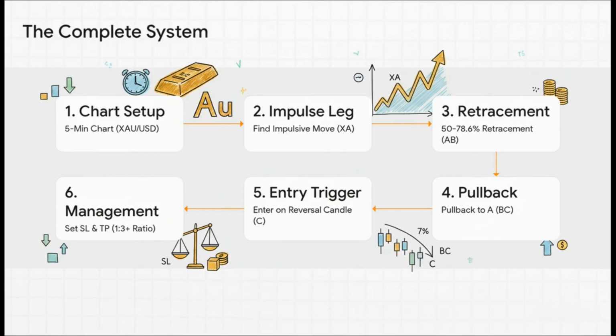3, wait for the 50 to 78.6% retracement, AB. 4, watch for the pullback, BC. 5, enter as soon as you see that reversal candle at point C. And number 6, set your stop loss and aim for a reward that's at least 3 times your risk. That's it. That is the whole system, front to back.